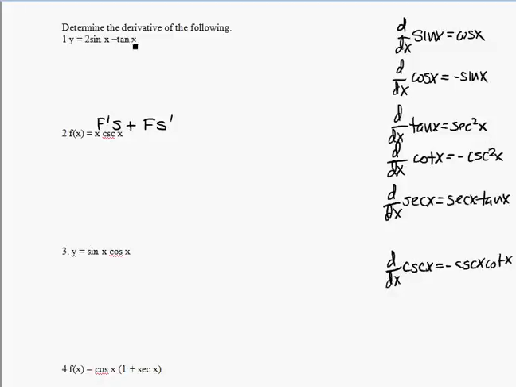So here we're just taking the straight derivative of sine minus tan with a little 2 in front. The 2 doesn't really affect the derivative. So it's really just the derivative of sine is cosine, and the derivative of tan is secant squared x.